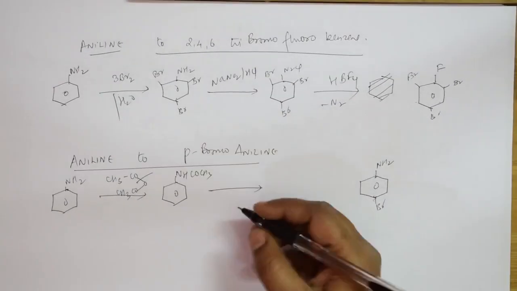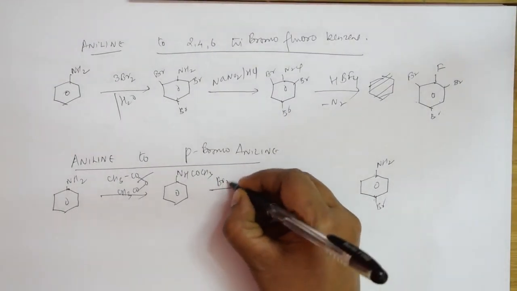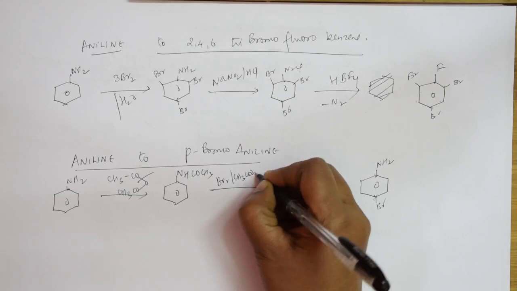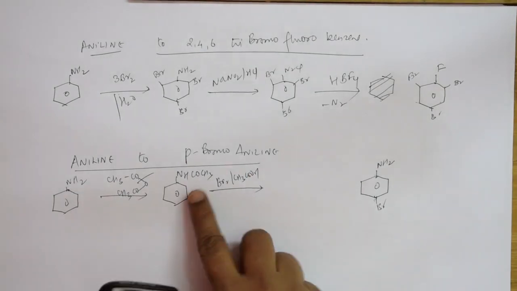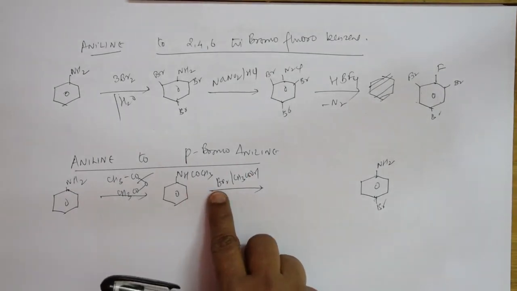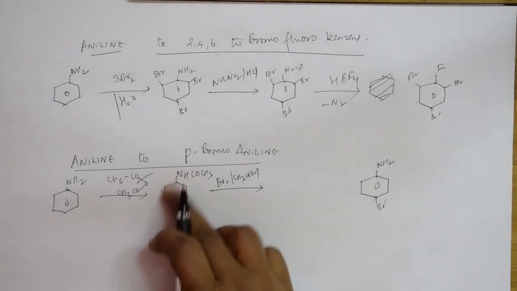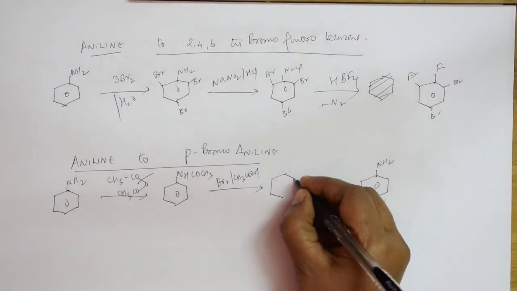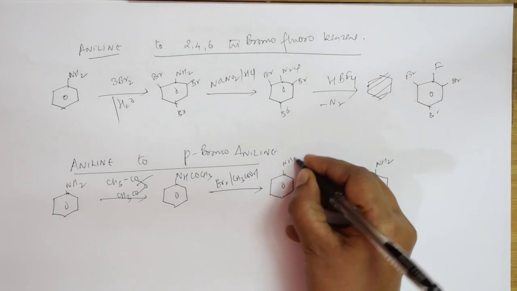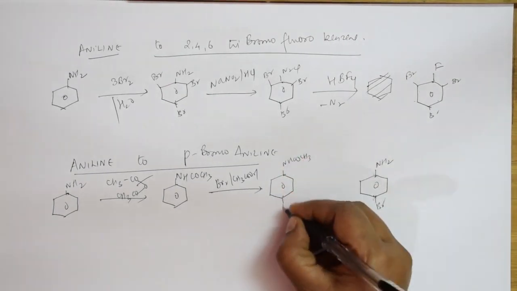What am I going to do? I'm going to introduce bromine in acetic acid, because this is blocked. Now what will happen to this bromine? It will go to the para position because that's the most stable form. I get NHCOCH3 with bromine.